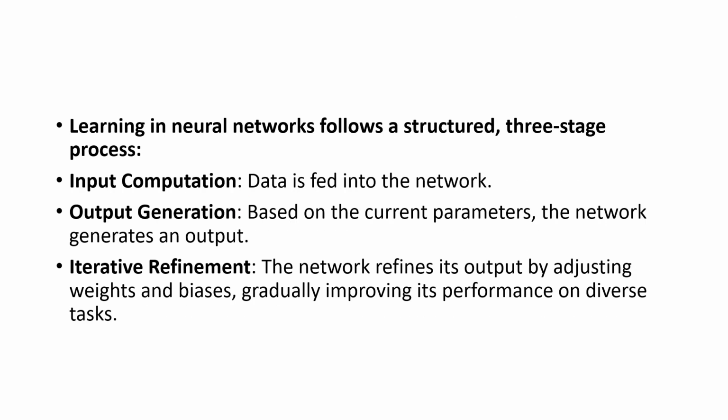Basically, learning in a neural network happens in three stages. One is input computation, that means we supply the inputs to the neurons, and output generation means based on the parameters, after processing, an output will be generated out of the neuron. Then iterative refinement means if the predicted output is not correct, then we will adjust the values of weights and biases, and again we'll produce some output which may be more correct than the previous one. That is known as iterative refinement.